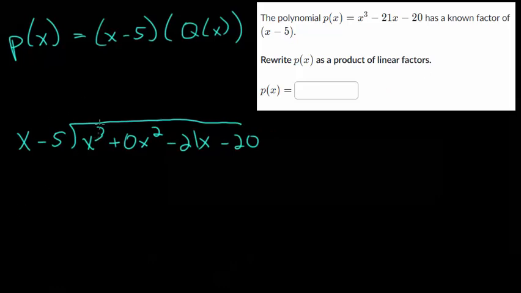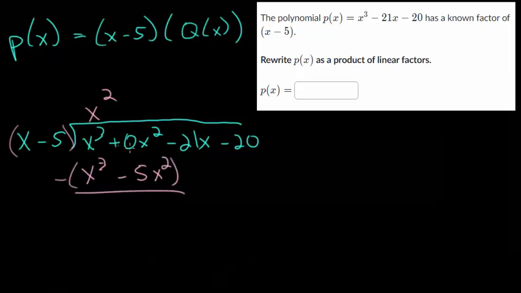So x multiplied by x squared will give us x cubed. We multiply by the linear expression out front to find the remainder. So we get x to the third minus 5x squared. And now we subtract. We need to find that remainder. And the first terms cancel out like we want. And we have 0x squared minus negative 5x squared. So we're really adding 5x squared. And when you add 0 to that, you just get 5x squared. We bring down the next number, the minus 21x, and we repeat the process.